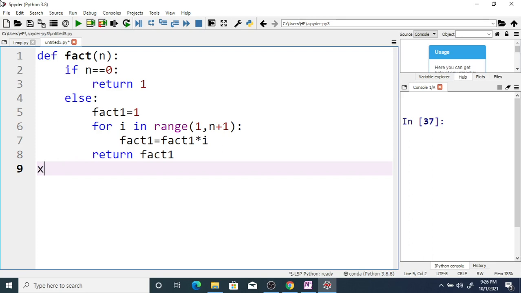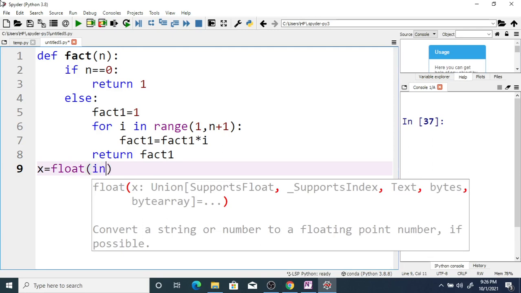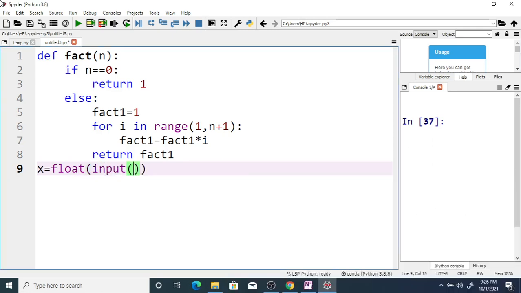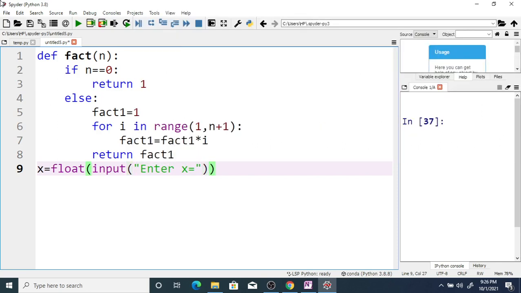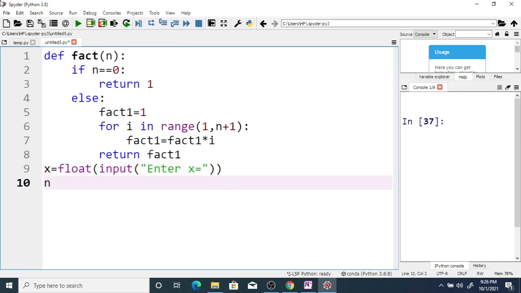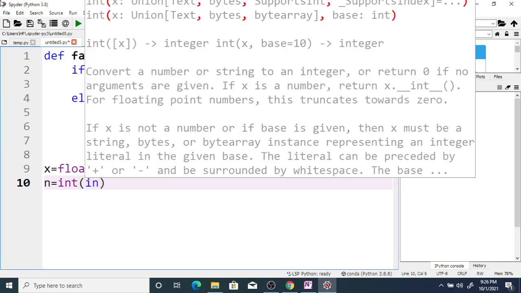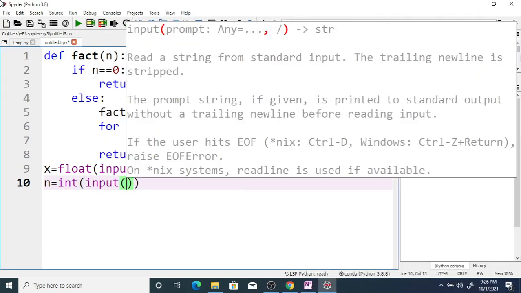Now we want to enter x, the value of x. So x is equal to, since it may be a floating value, float input enter x. Now next we want to enter n. n indicates how many terms of the series, so it is an integer number. So input enter n. In n indicates the number of terms.